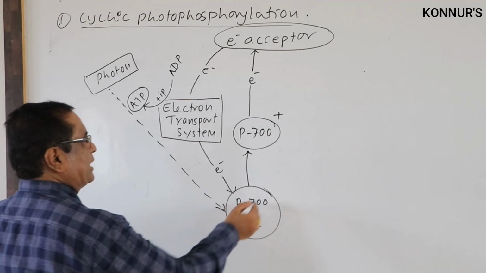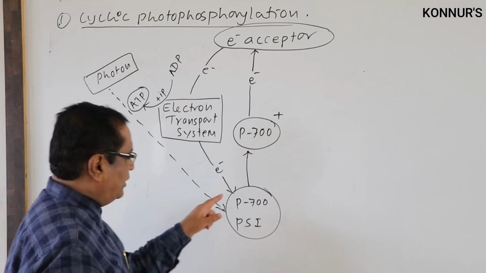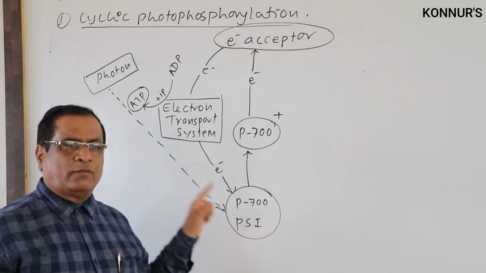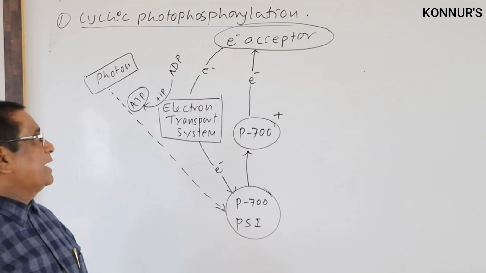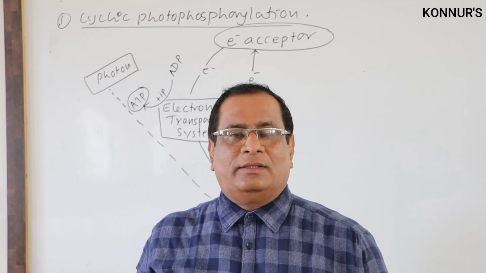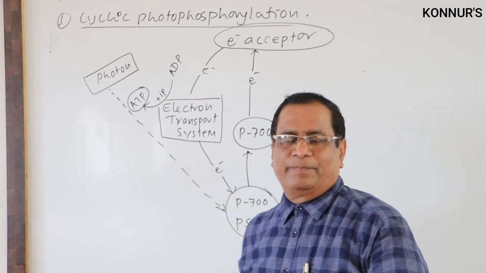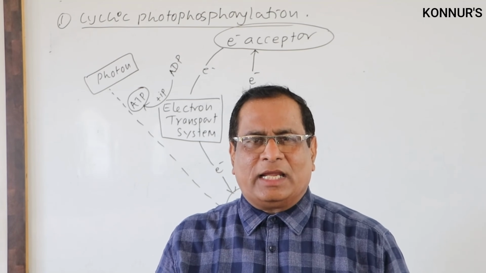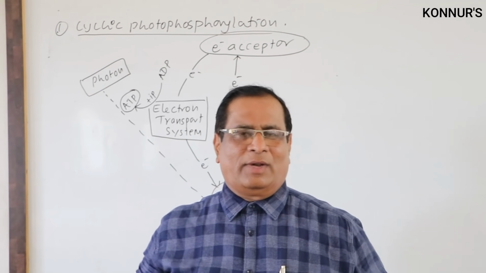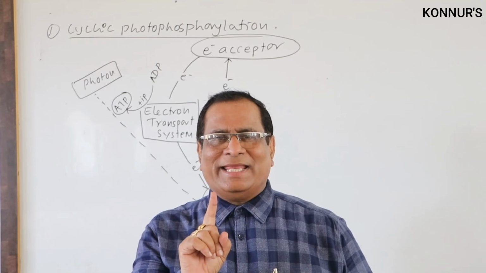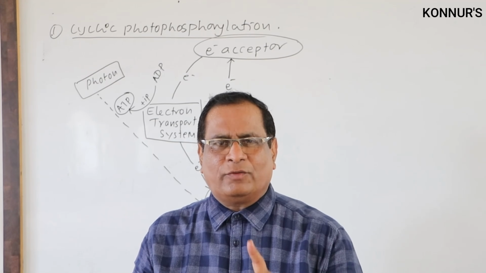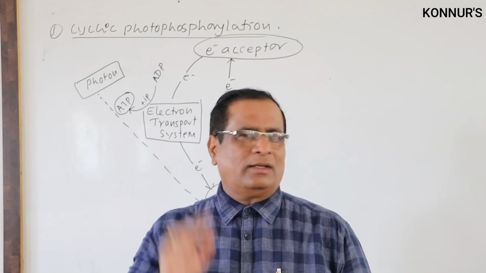Here, there is a cyclic flow of electrons. The electron which is ejected from the chlorophyll molecule comes back to its own chlorophyll molecule, and this is cyclic photophosphorylation. What are the NEET questions they can ask concerned to this? In cyclic photophosphorylation, which of the following are formed? Our answer is 1 ATP. Remember, in cyclic photophosphorylation, there is a formation of 1 ATP. This is one NEET question.